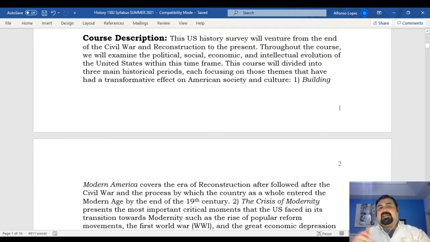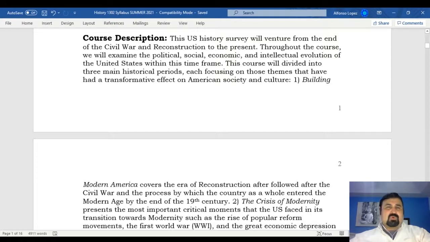Okay, so this U.S. history survey starts from the end of the Civil War and Reconstruction all the way to the present. So we're not going to cover the Civil War and Reconstruction in this course. This is something that is covered in 1301, at the end of 1301.